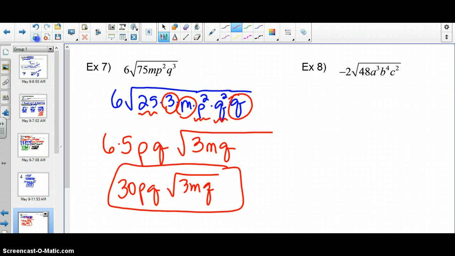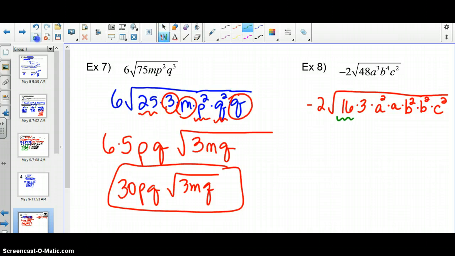All right, let's do this again. So I'm going to rewrite 48 like 16 times 3, and then I'm going to rewrite a cubed as a squared times a. I'm going to rewrite b to the fourth as b squared times b squared. I'm just going to leave c squared. Now let's go through.